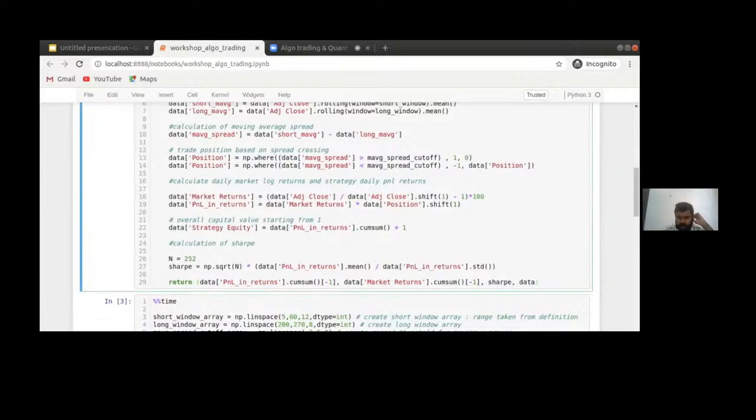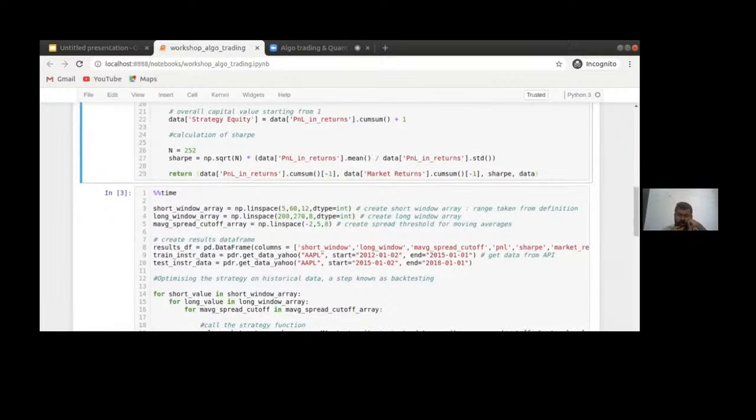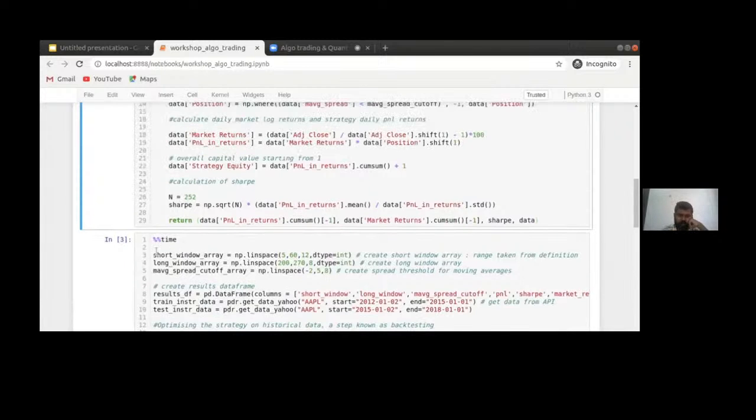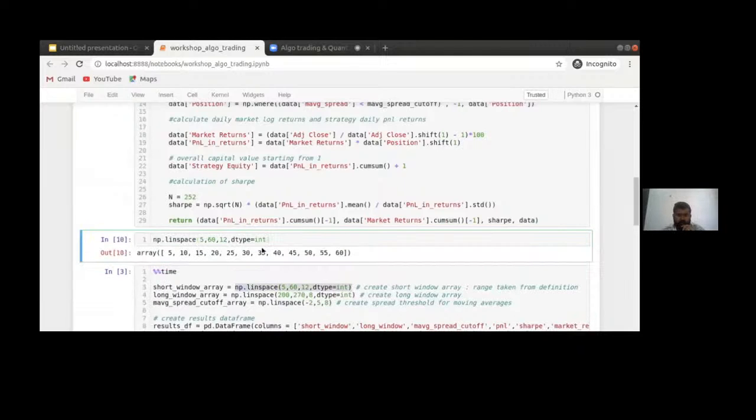Okay, so this is my function. In the next cell, I've written how I call this function and what parameters I've decided. For the short window, I've decided different values: 5, 10, 15, 20. These are the number of days. So my code will be running for a combination of all of these.